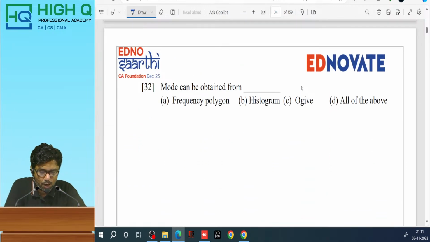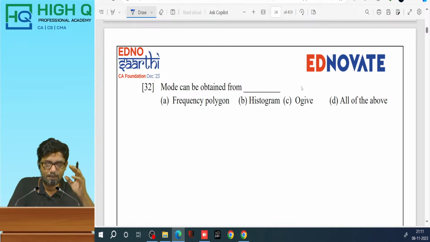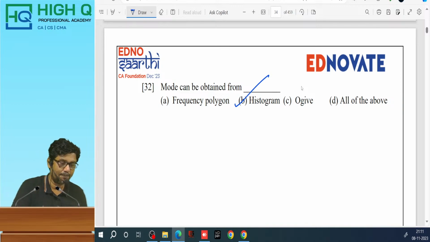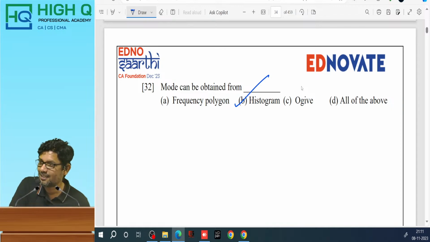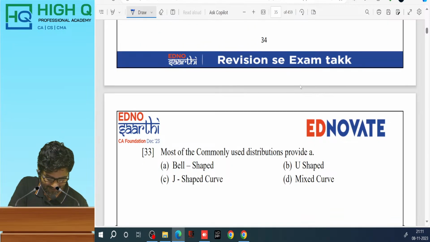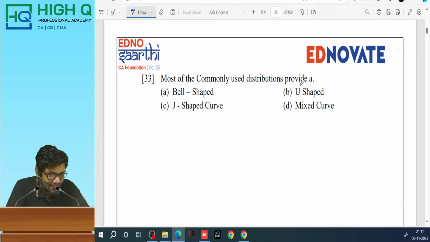Mode can be obtained from, wow, what a difficult question, my dear. I want the answer. Mode can be obtained from, yes. I am waiting for someone to give a wrong answer. Wow, very good. Next. See, Chota Bhim gave me the wrong answer. Mode can be obtained from histogram. Another student also gave me the wrong answer, frequency polygon. Yes, histogram. These are repeated questions only.